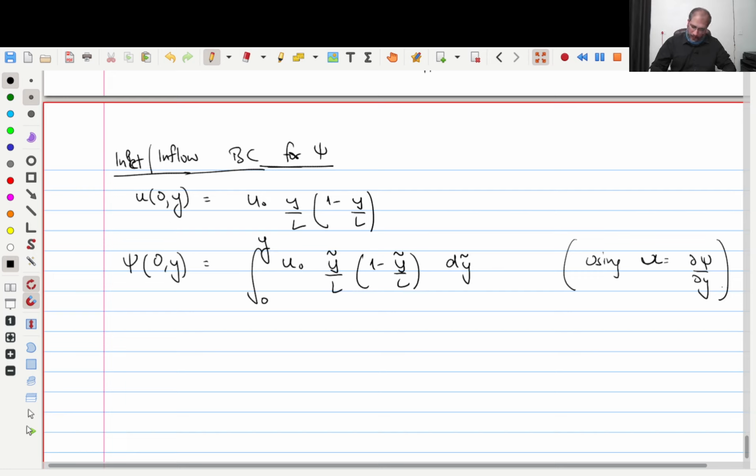So I'll let you calculate the integral yourself and simplify. But please do that because you'll be needing that for the lab. So this was the inlet or inflow boundary condition for the stream function psi. Let's talk about the outflow or outlet boundary condition.